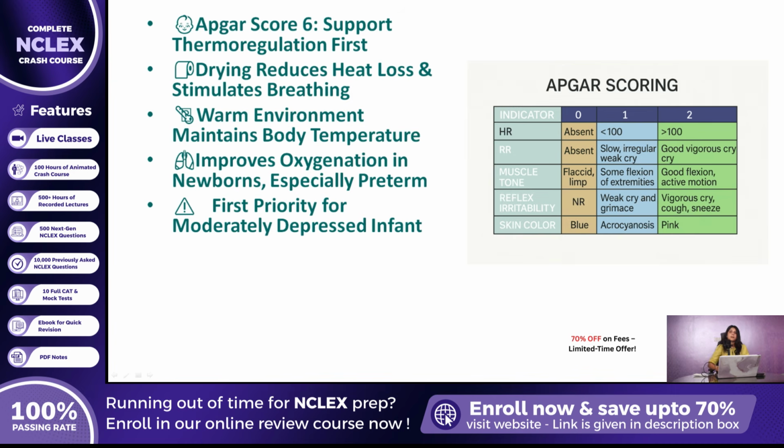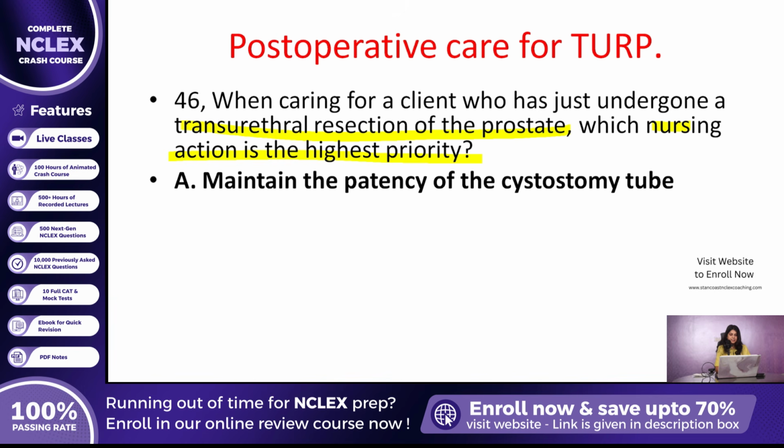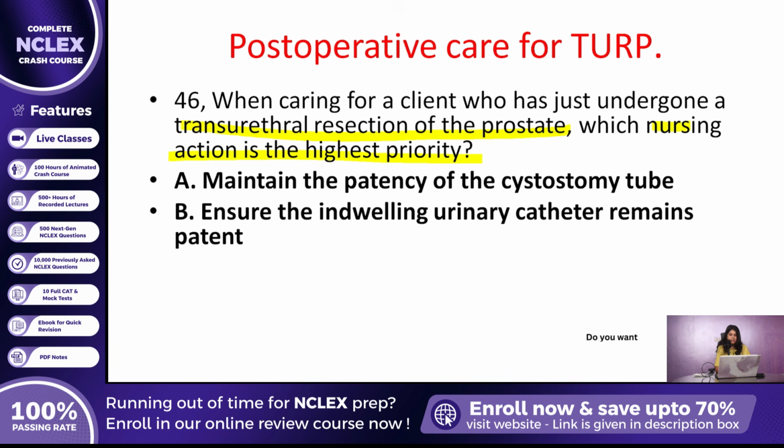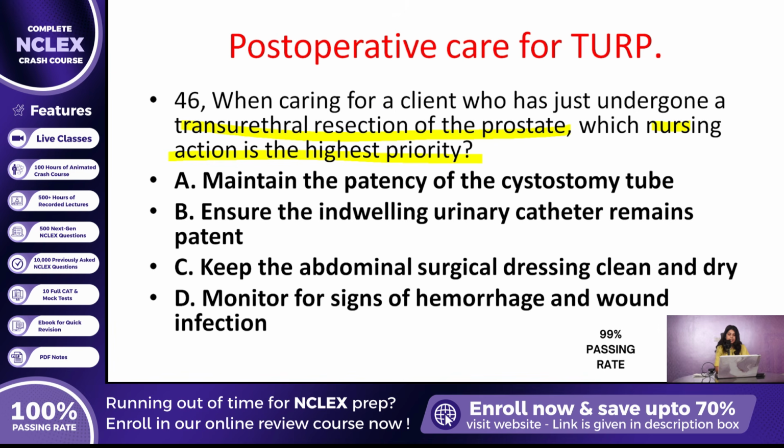Let us have a look at question number 46, which highlights postoperative care for a client who has just undergone a transurethral resection of the prostate, commonly known as a TURP. The question asks, when caring for a client who has just undergone a transurethral resection of the prostate, which nursing action is the highest priority? The options are A. Maintain the patency of the cystostomy tube. B. Ensure the indwelling urinary catheter remains patent. C. Keep the abdominal surgical dressing clean and dry. D. Monitor for signs of hemorrhage and wound infection.